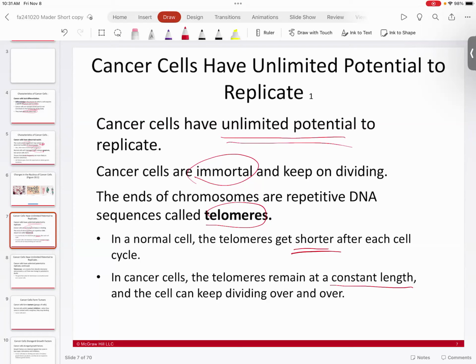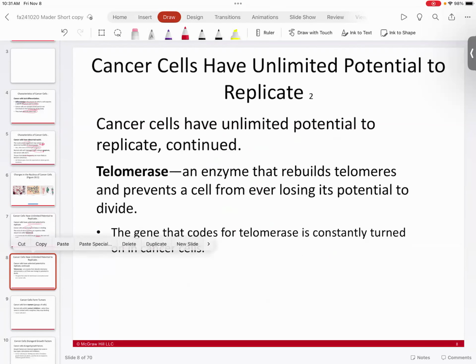But what cancer cells have done is figure out a way to extend those telomeres indefinitely so that they can just keep on dividing and dividing, and they don't ever adhere to that shelf life idea. That kind of makes them immortal. So basically they can divide in an unlimited capacity. Telomerase, like I mentioned before in the previous slide, is the enzyme whose job it is to build the telomeres out.